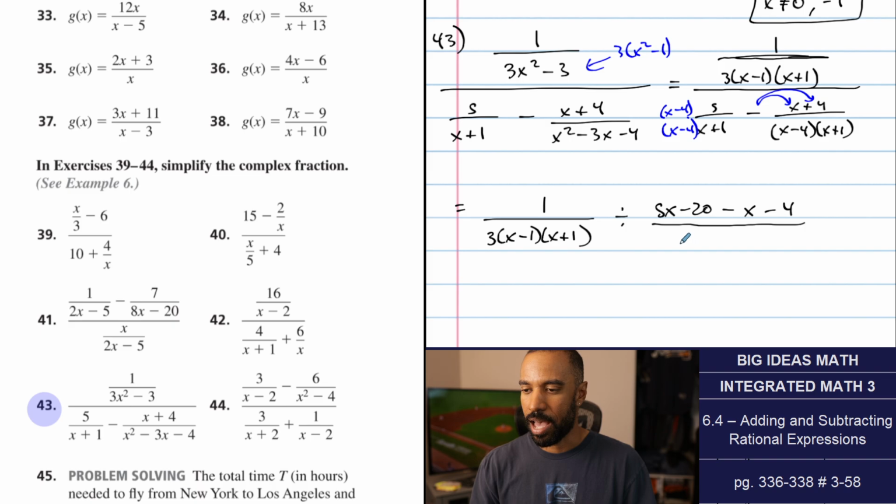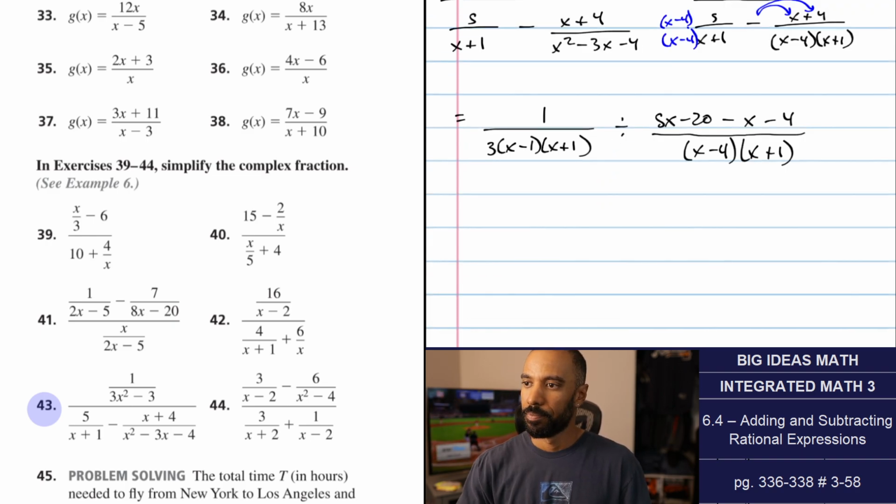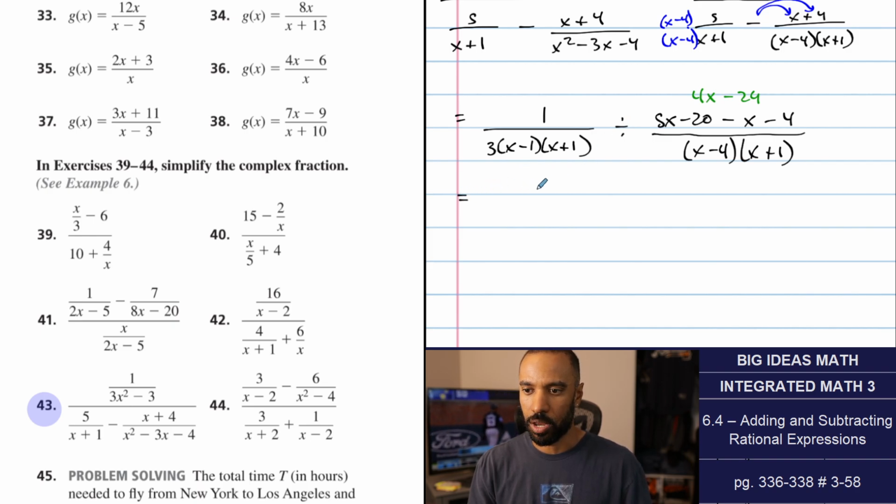Now over here we have x minus 4 times x plus 1 as a denominator. It's not about getting common denominators. It's just, it is what it is. Let's work some things out internally as well. 5x minus x is 4x. Negative 20 minus 4 is negative 24. So a 4 can factor out of those. So get ready for that.